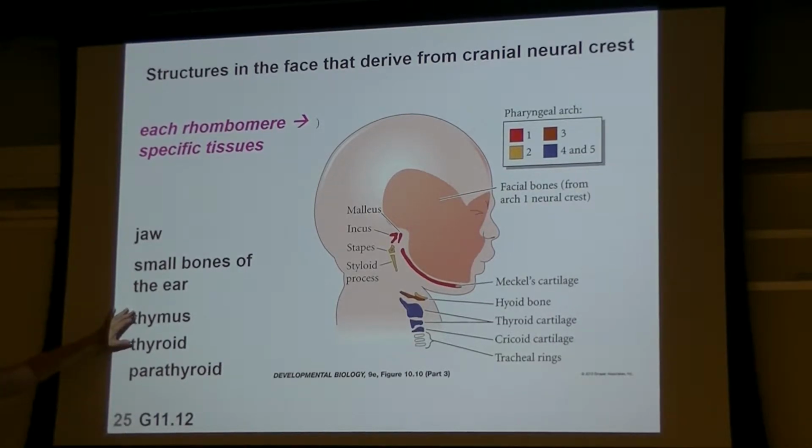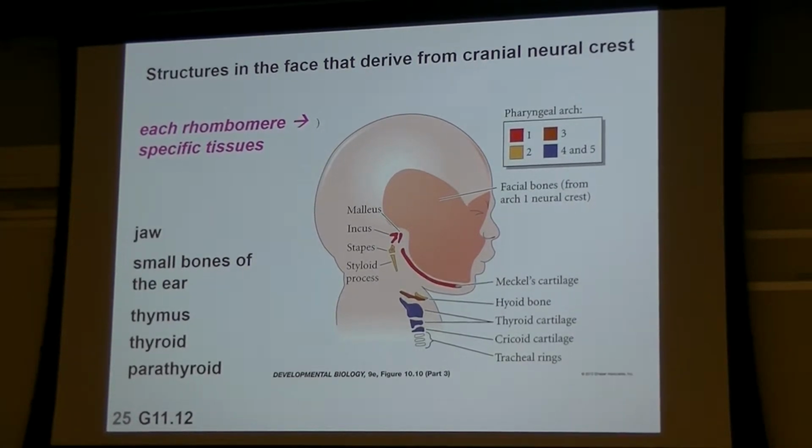Then here are three different glands: thymus, thyroid, and parathyroid. These are all developing in sort of the neck area, and they all have neural crest contribution in order to arise.